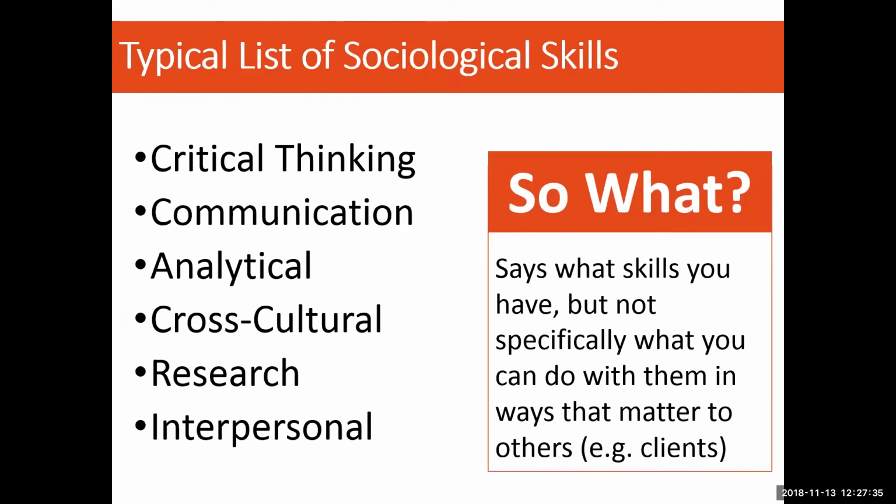Listing these skills says what skills you have, but not specifically what you can do with them in ways that matter to others. I have a student right now who's doing a project looking at sociology department websites and what kinds of career paths they offer their majors. Very often it will say very abstract things like, our students are trained in critical thinking, or sociology students know how to engage in critical thinking and can communicate to audiences. But there's no tangible next thing to it.